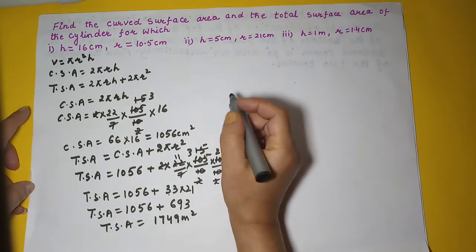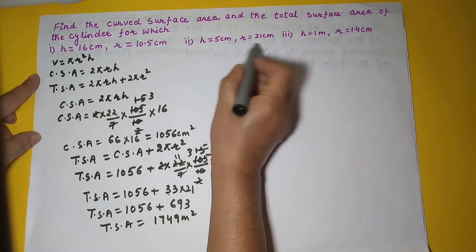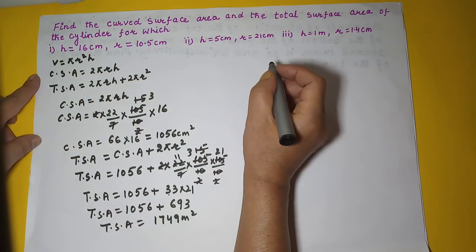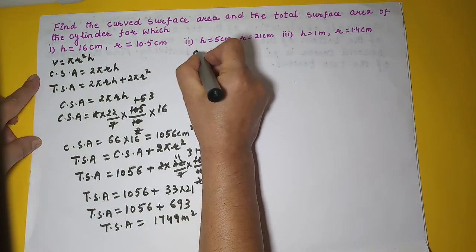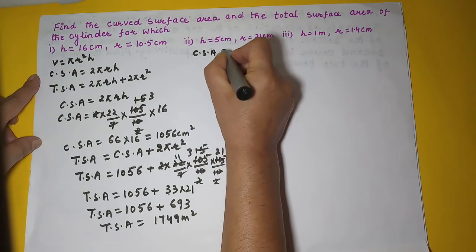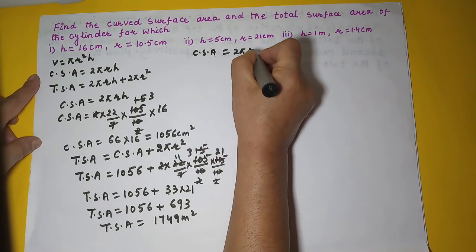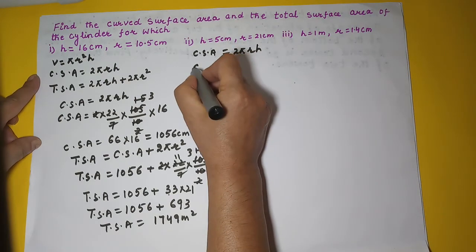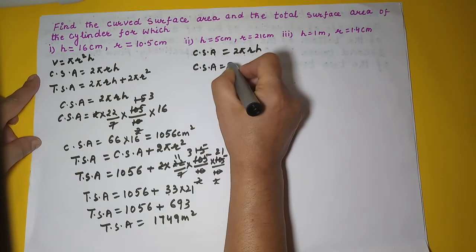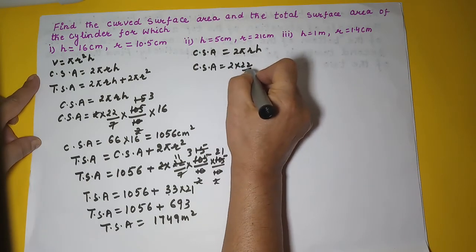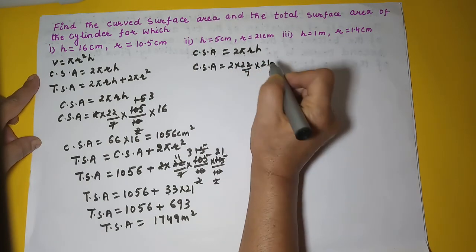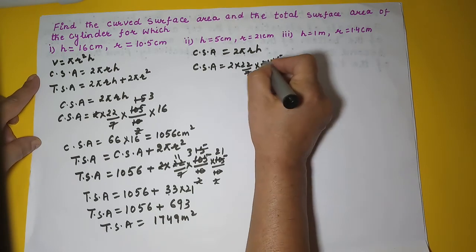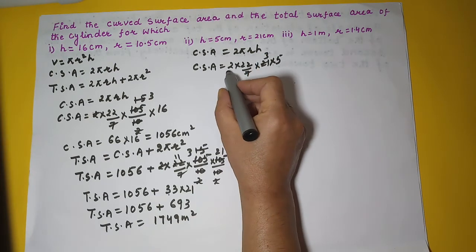Right? Now we have another data given here for the same thing, that we have to calculate curved surface area and total surface area. So let's calculate first the curved surface area. So which is 2 pi r h. We have r and we have h also. So curved surface area will be 2 into 22 by 7, R is 21 into h is 5. So 7 threes are 21.